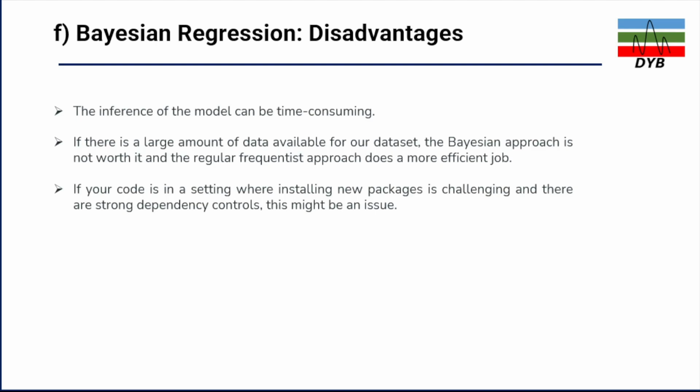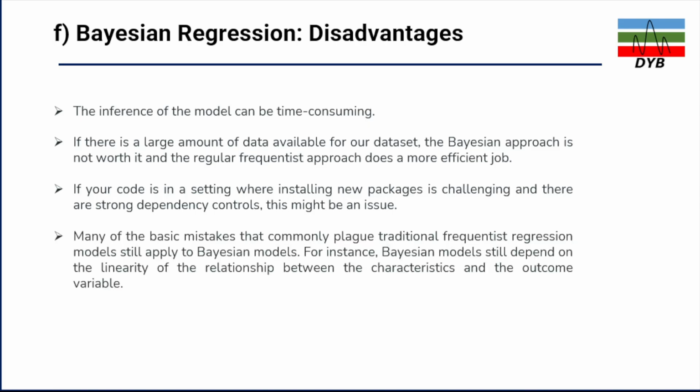The third thing is that if your code is in a setting where installing new packages is challenging, and there is strong dependency control, this might be an issue as well. And also, many basic mistakes that commonly plague traditional frequentist regression models still apply to the Bayesian model. For example, Bayesian regression models still depend on the linearity of the relationship between the characteristics and the outcome variables.